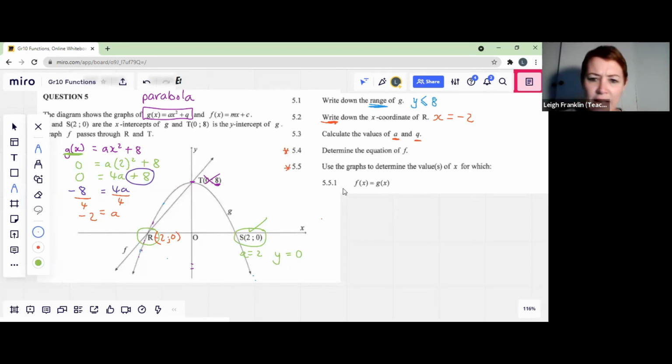And I don't think I'm going to have time to do that one, right? This is a straight line. F is a straight line. So when they want you to work out the equation of F, they want you to work out the gradient of the line and they want you to work out the y-intercept. You know what the y-intercept is. It's the same y-intercept as the parabola. So what we would have written over here is f of x is equal to mx plus 8. Now again, we want to work out what this m is.